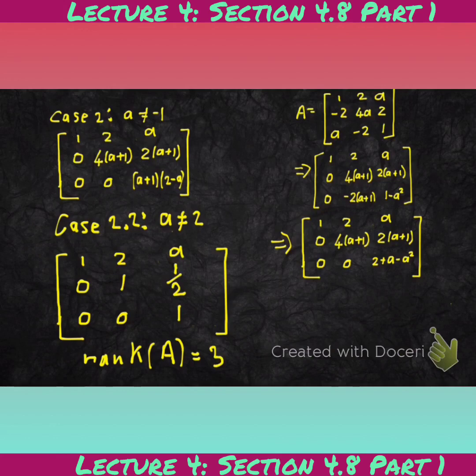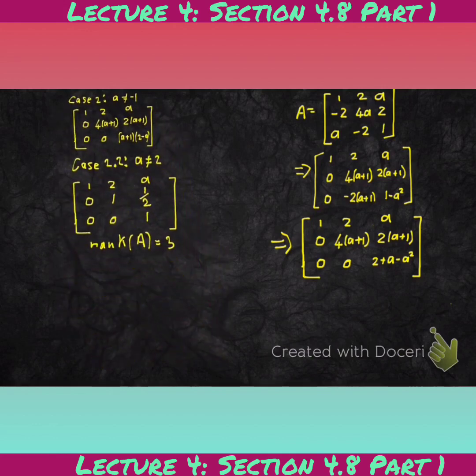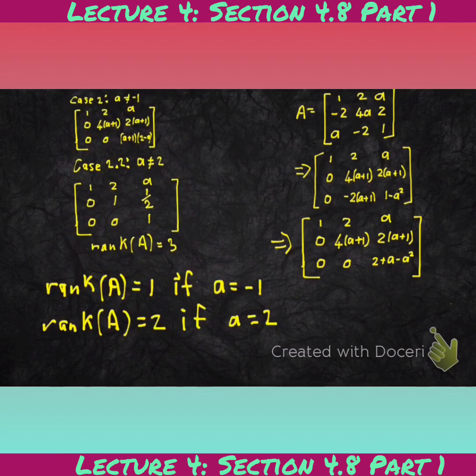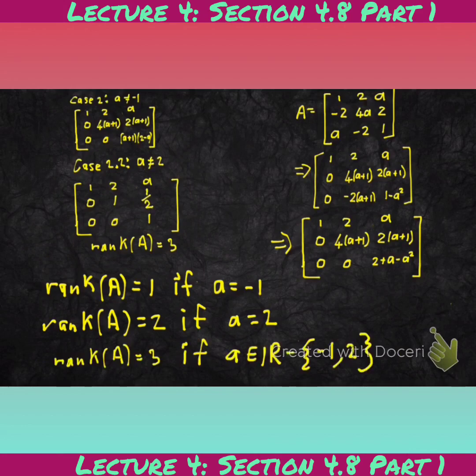To recap all of that, we have the following. The rank of A is 1 if a is -1. The rank of A is 2 if a is 2, and the rank of A is 3, provided that a is a real number with the exception of -1 and 2.